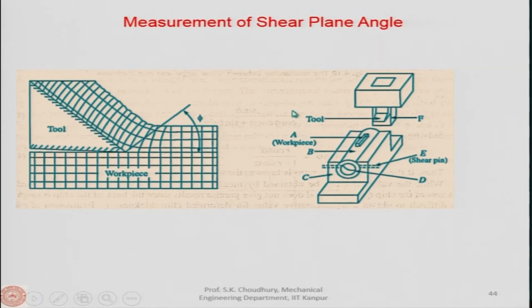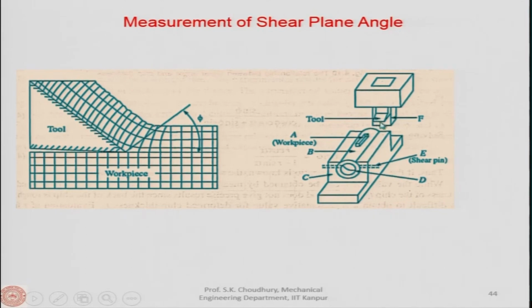One way is shown here, this is experimental. There is a device called the quick stop mechanism, and on it there is a cylinder which can move freely. The movement is stopped from here by a shear pin. Loosely fitted on this cylinder there is a workpiece, and at the back of that there is a tool with the tool post, and it moves forward.